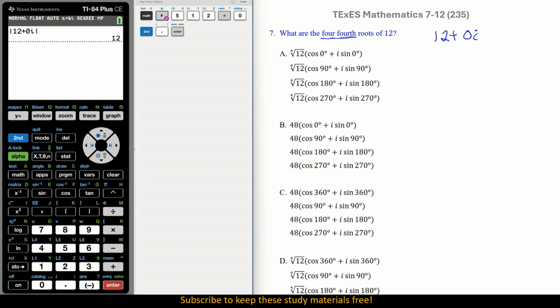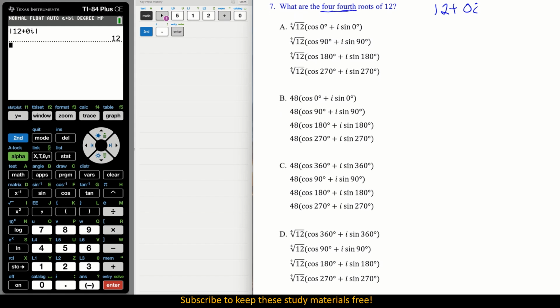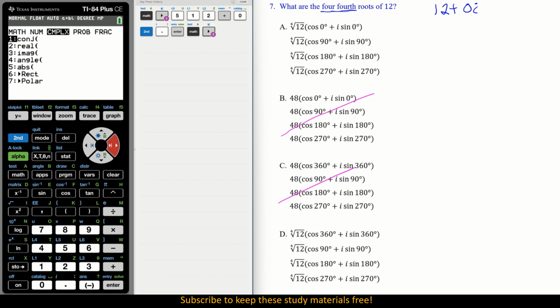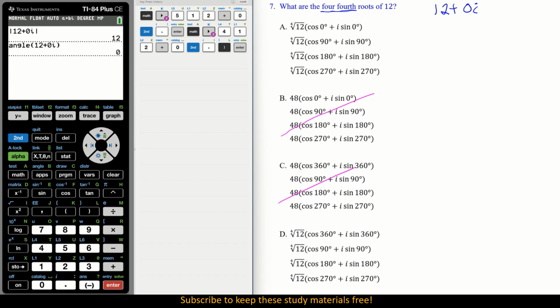The first thing we know is that R should be under the radical with 4 as the root. That leaves us A and D. So we eliminate B and C. Now, what is our angle measure? Let's pop it in and take a look. So math, go over, number 4 is what we want. Let's put in 12 plus 0, second i, close. Just so happens it's 0. There is no angle measure. This thing is flat. So that tells us our initial angle should be 0.